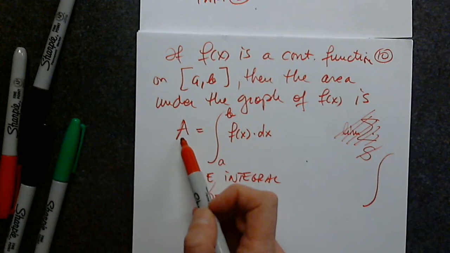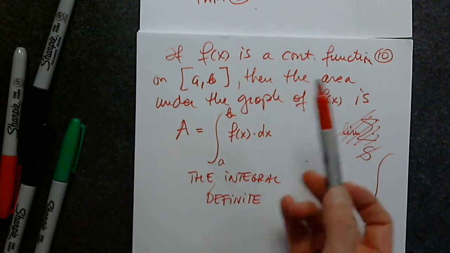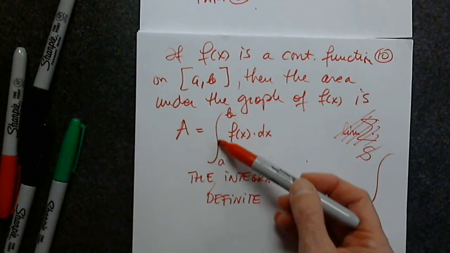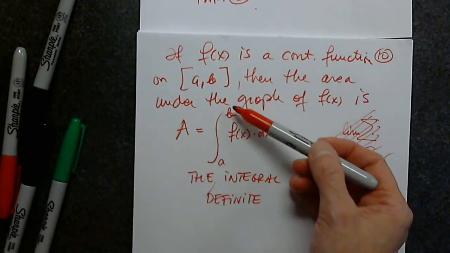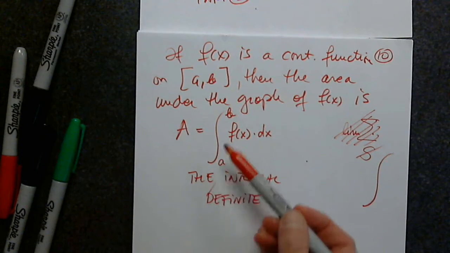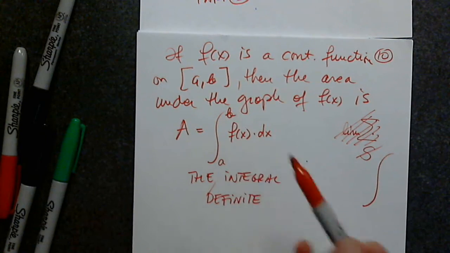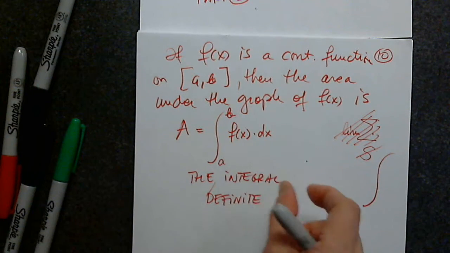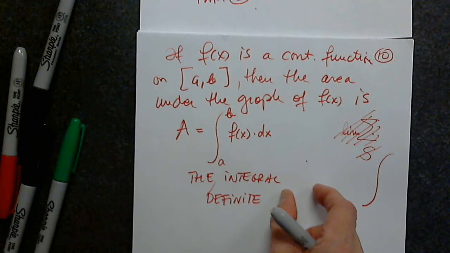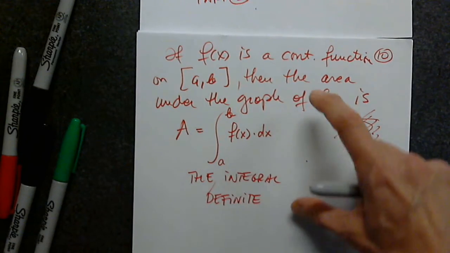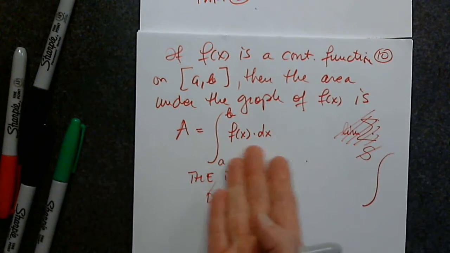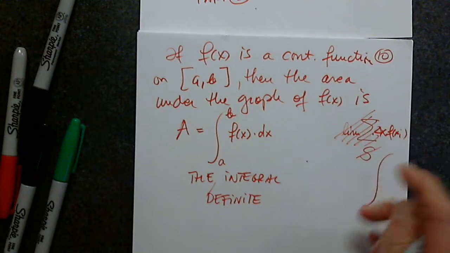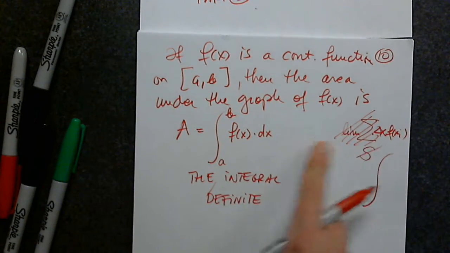So the area under the graph of a function f of x that is continuous on the interval a comma b is the definite integral from a to b of base times height. Delta x is the base of the rectangle, the width of the rectangle, and f of x is the height. Exactly the same thing. Here we had delta x, f of x sub i. Here we have f of x times dx.